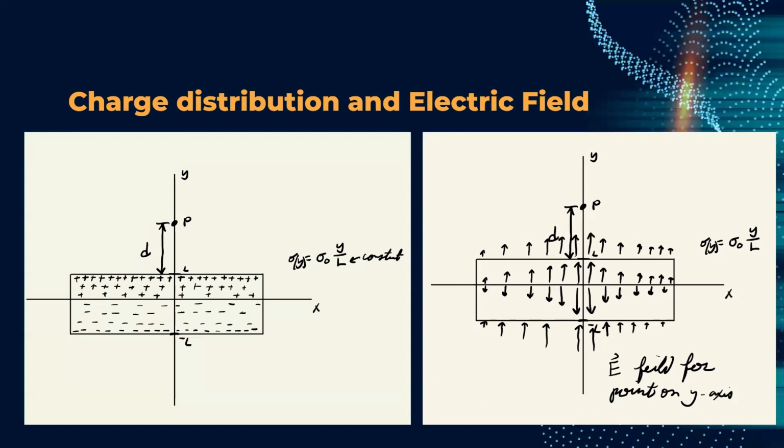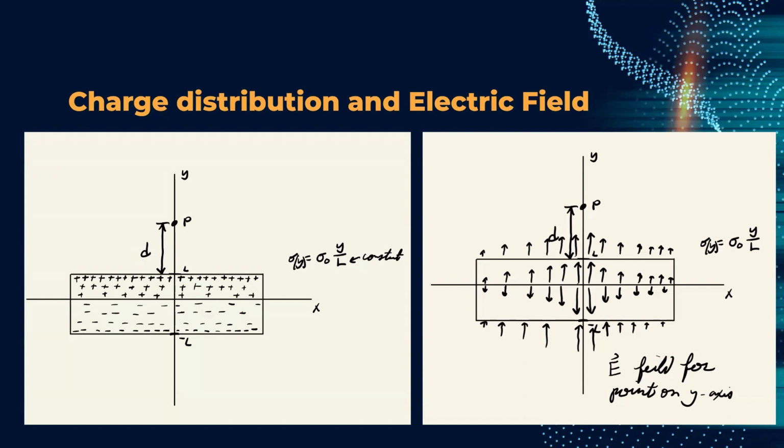The charge distribution and electric field diagrams. On the left, we have the charge distribution graphed on an XY coordinate frame. As we get farther away from the x-axis, our charge density will increase, and as we get closer to the x-axis, it'll decrease. In the positive y direction, our charge density will be positive, so we have positive charges, and in the negative y direction, we will get negative charges.